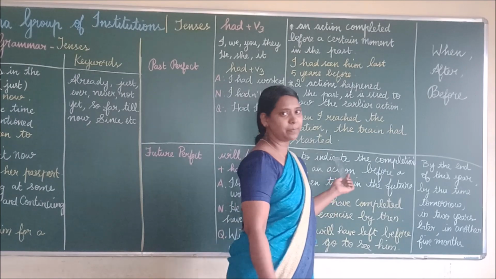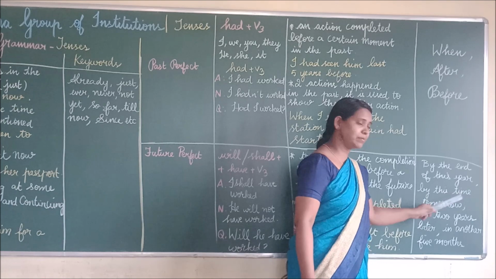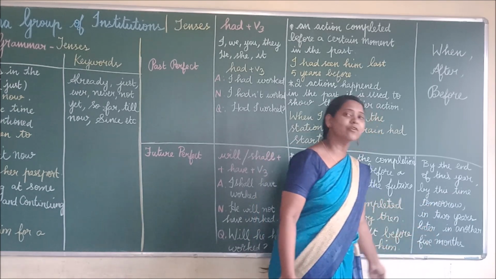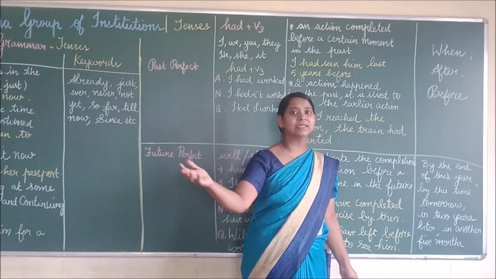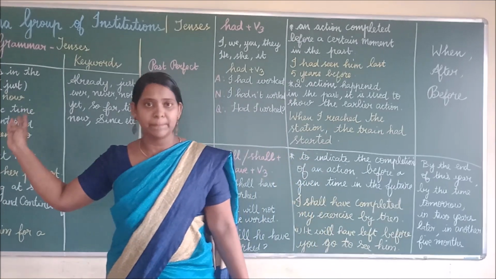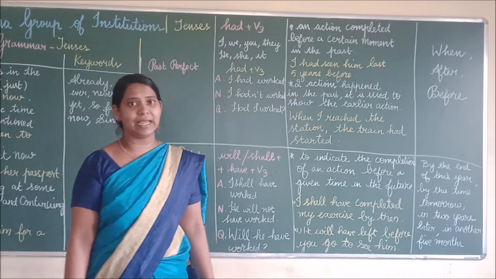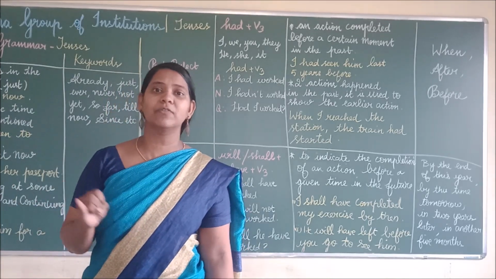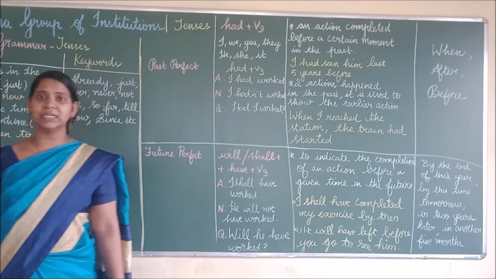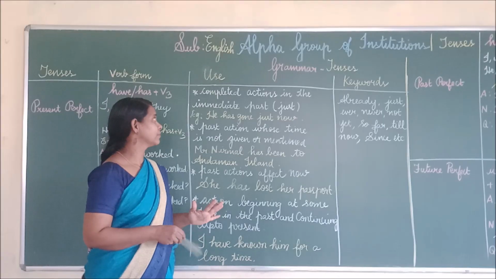Keywords for future perfect tense: by the end of this year, by this time tomorrow, in 2 years later, in another 5 months, or in next June month. Okay, is it clear? Now we will recall present perfect tense, past perfect tense and future perfect tense. Present perfect tense, the verb form is has or have plus verb 3. In 4 conditions, we are using present perfect tense.